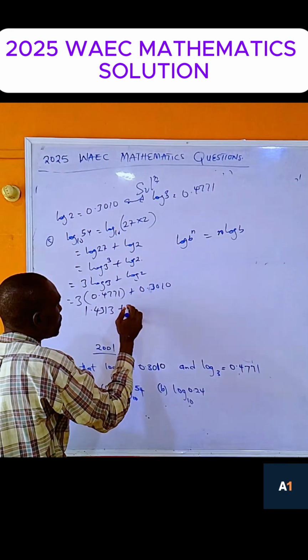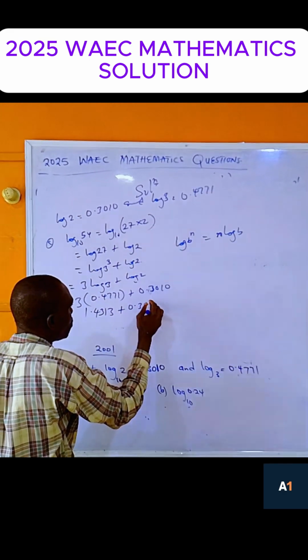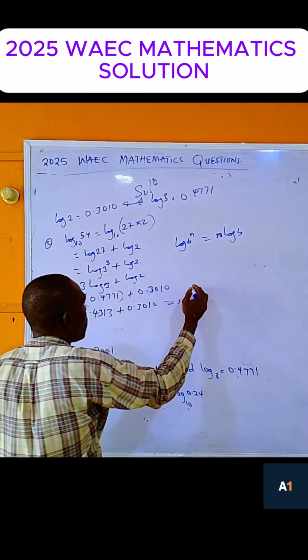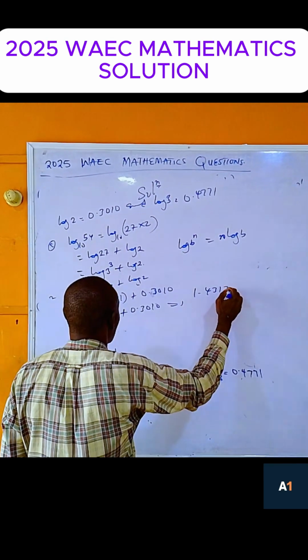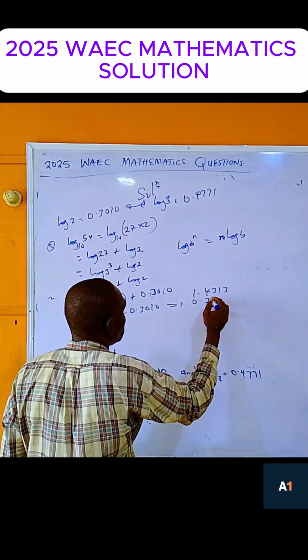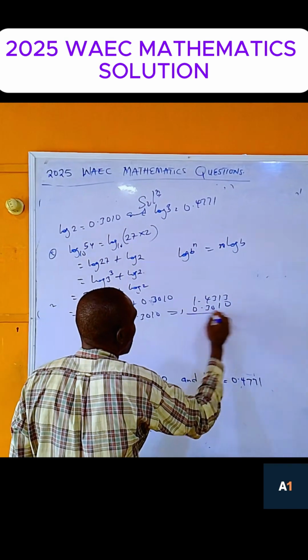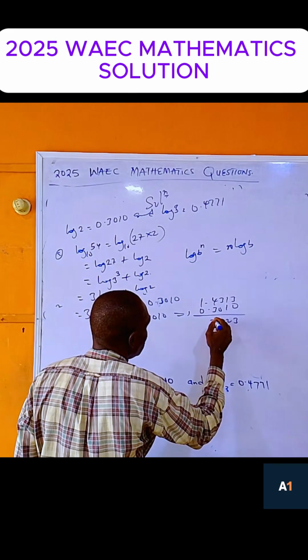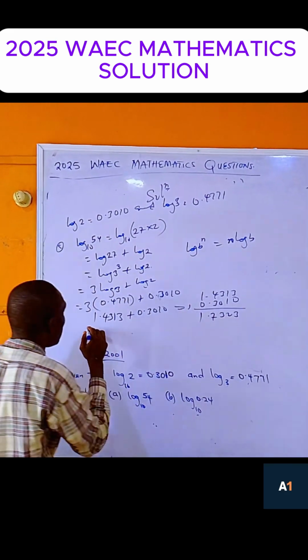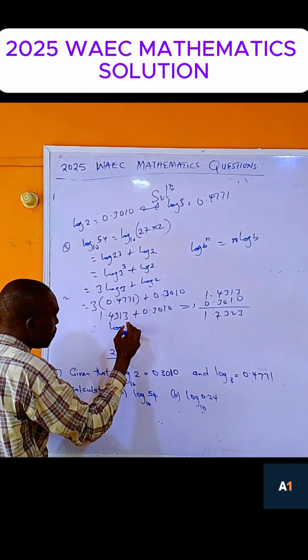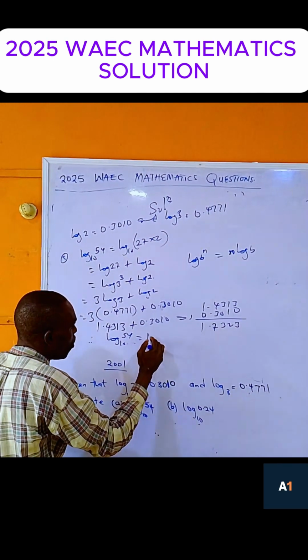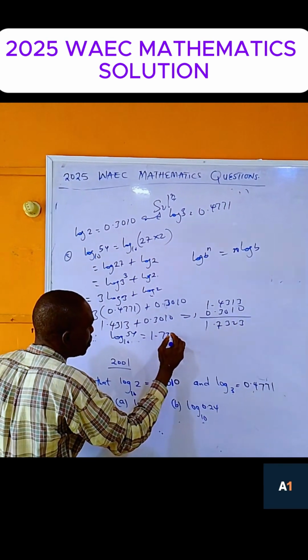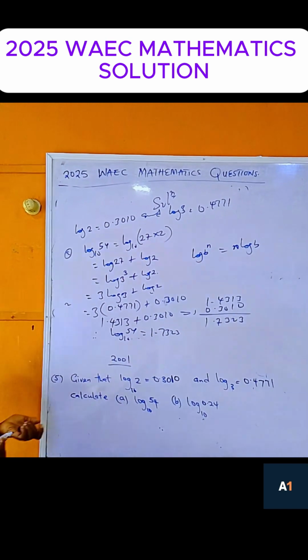Then we now say plus 0.3001. So add it together. We have 1.4313. Then 0.3010. So add it. 3, 2, 3, 7. Then 0.1. So therefore, for log 54 base 10, we have 1.7323. Here is the answer for this particular one.